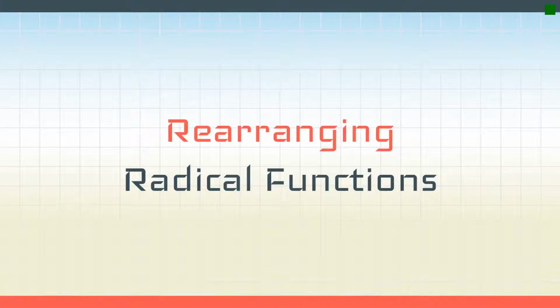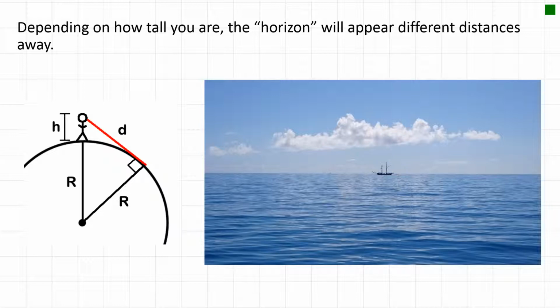Rearranging radical functions. Depending on how tall you are, the horizon will appear at different distances. So the horizon being that because the Earth is curved, you can only see as far as that curve will allow you, and then things sink below the horizon.